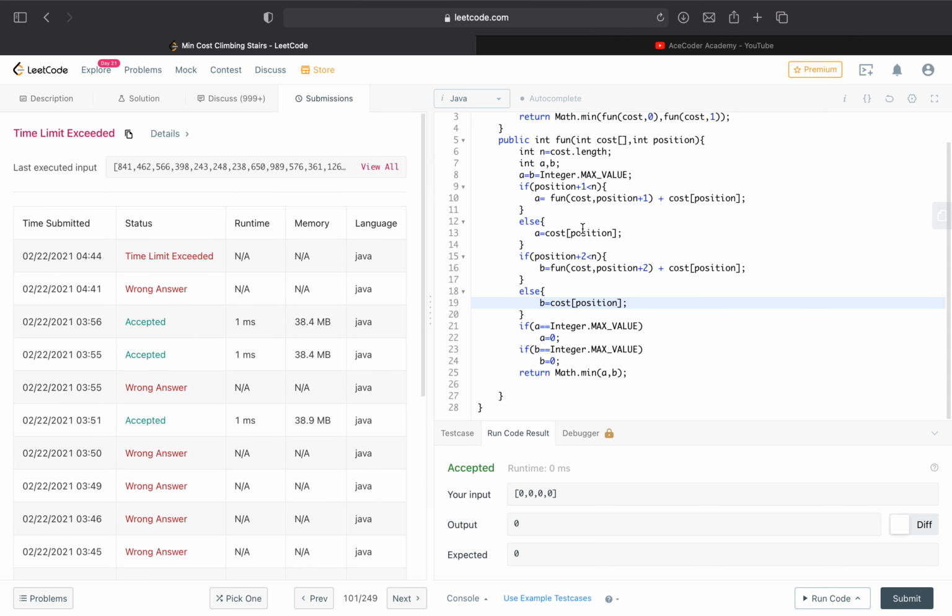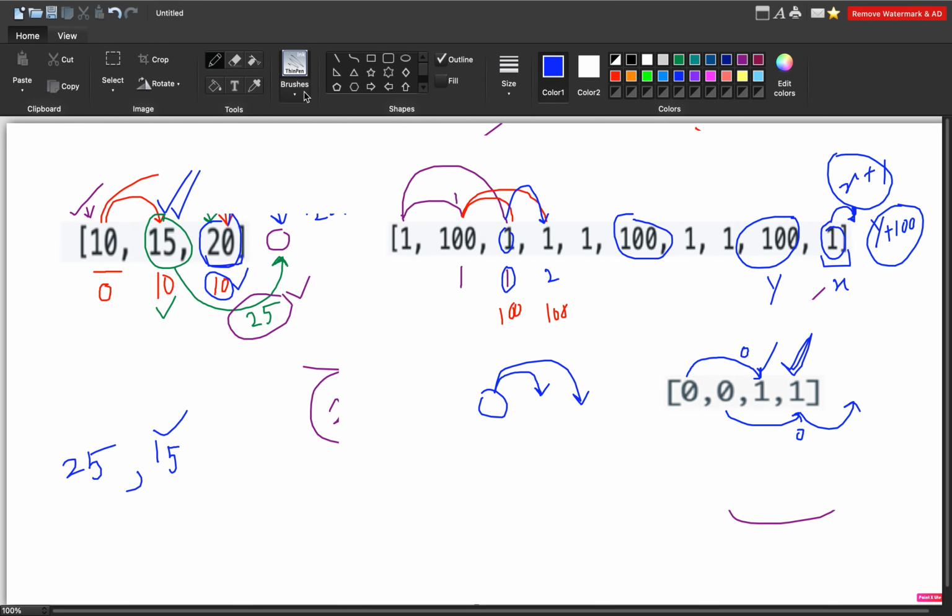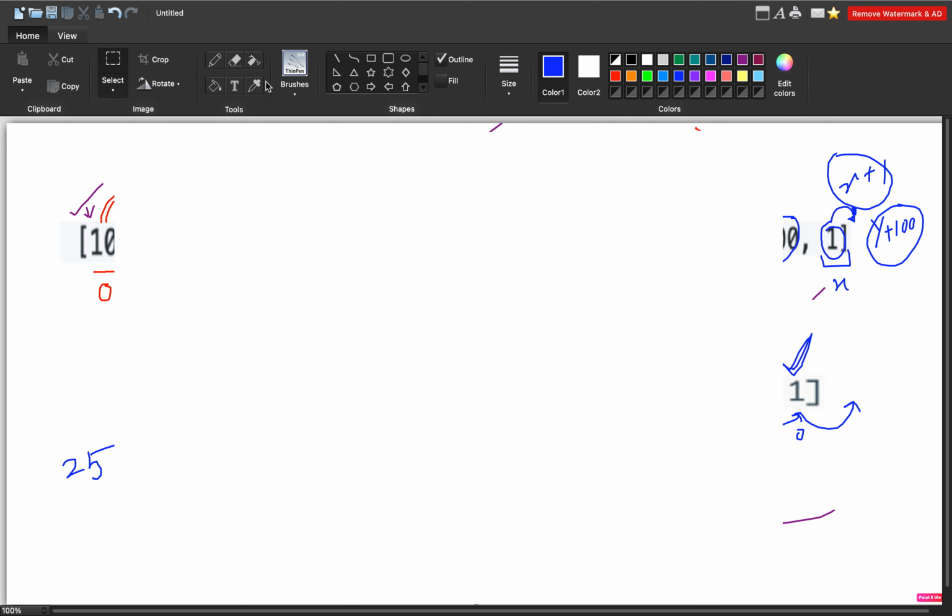Yes, it is working, but now we are getting time limit exceeded. So let's analyze our code, why we are getting time limit exceeded. Since we did a recursive solution, obviously every time we had two options. Like if you are standing here, you can go till here, here, and if you are standing at this particular position, you can go up from here to here.